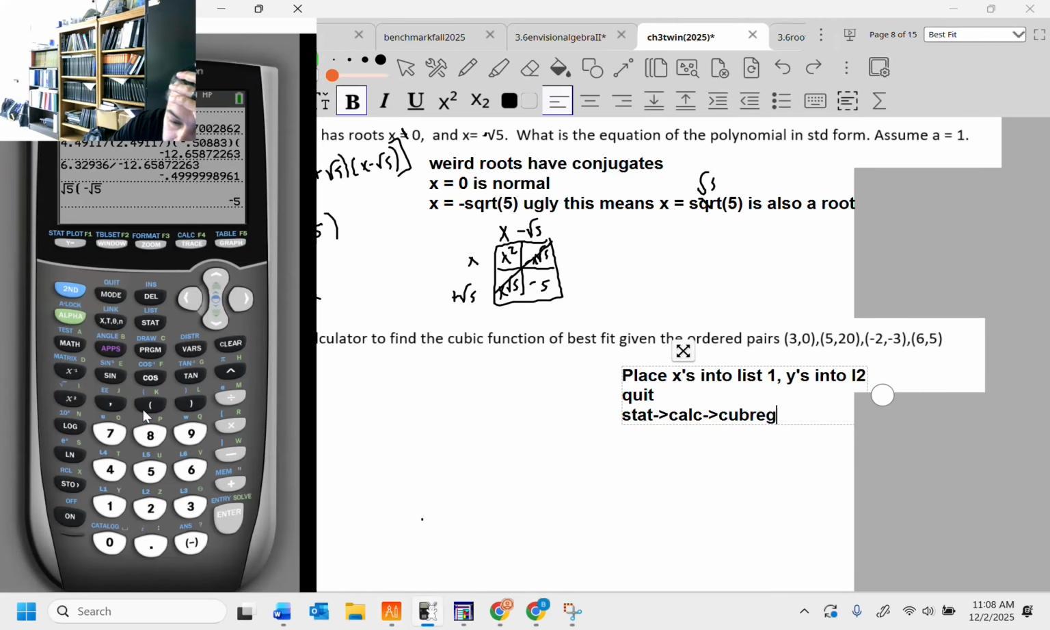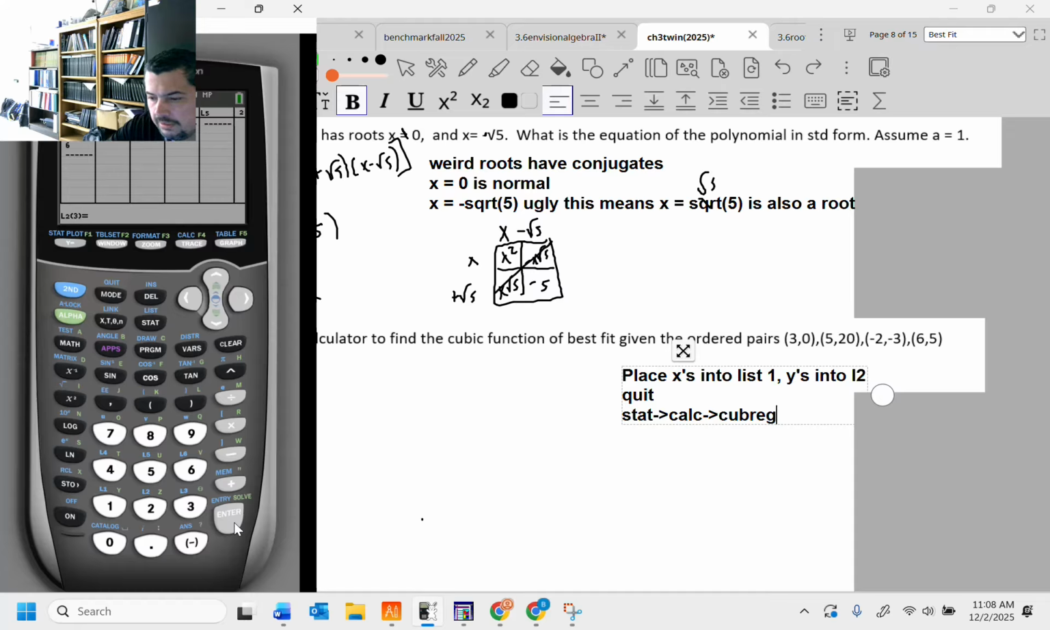It's an easy little problem. Let's see, stat, edit. X is always going to list 1, Y is always going to list 2. If you have anything in there, you should clear it. Although if it's on test day and there's something in there, it means somebody's probably already typed in your work. Hopefully, I will remember to clear your calculators. I try to, but I don't always get it done.